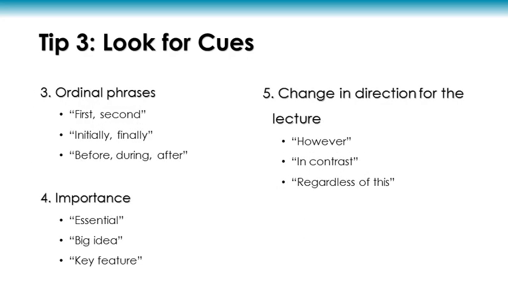Sometimes they'll use phrases to show us that there's a process. These are called ordinal phrases. The lecturer may say things like first, second, third, or they could be describing a process to us with before, during, and after. They may also use words to show the importance of different ideas. And finally, they might use terms to show that we're changing the direction of the lecture.